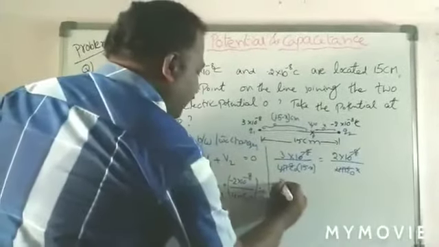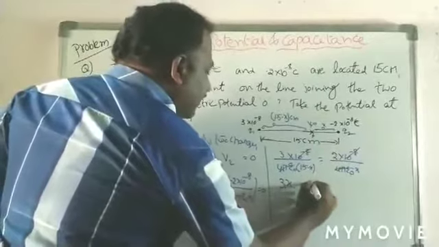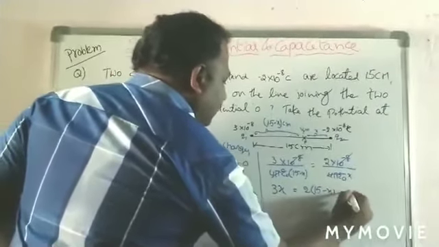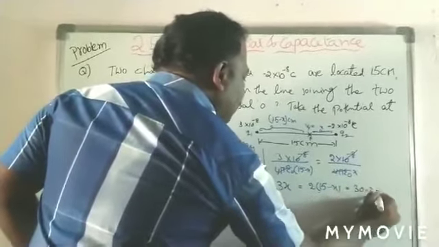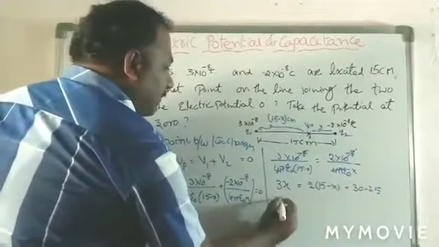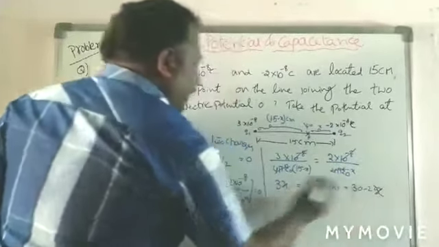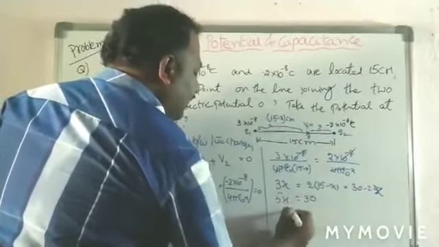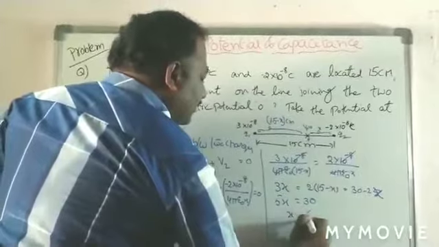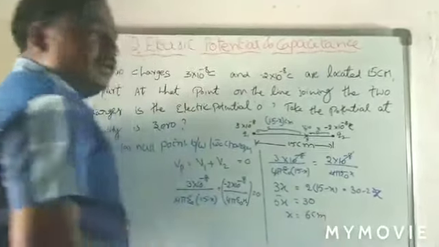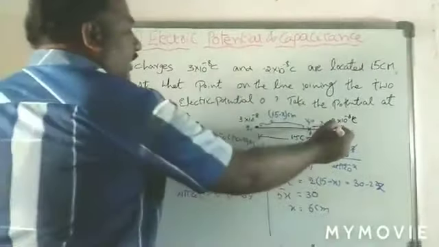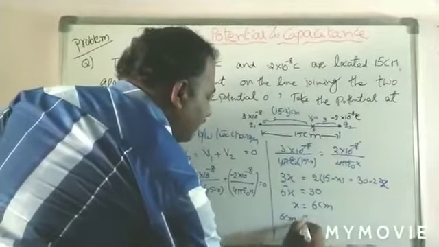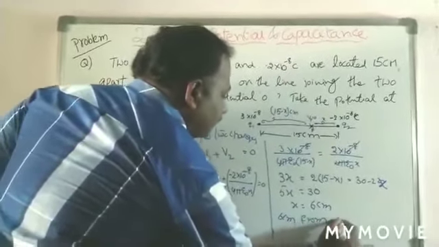Take the cross product. This is 3x is equal to 2 into 15 minus x. This is 30 minus 2x. Simplifying this, 5x is equal to 30, x is equal to 6 centimeters. Okay.